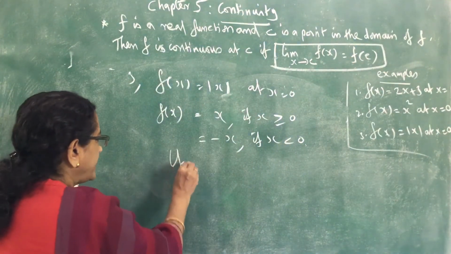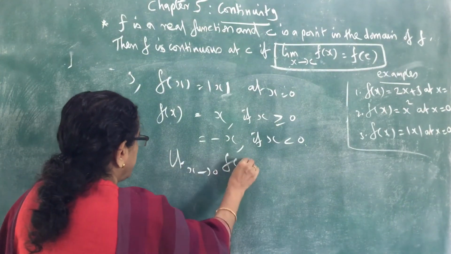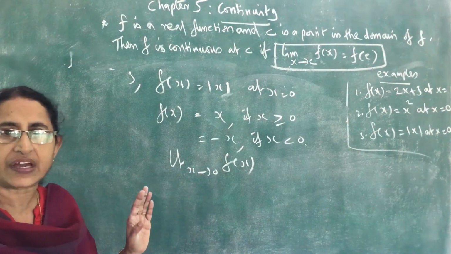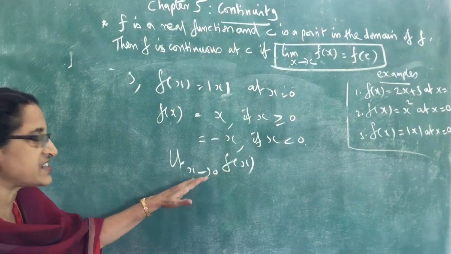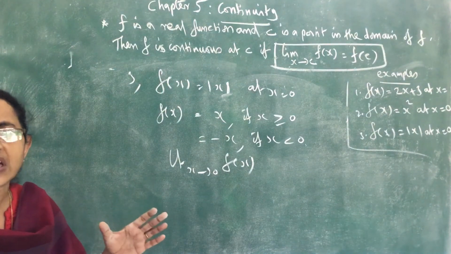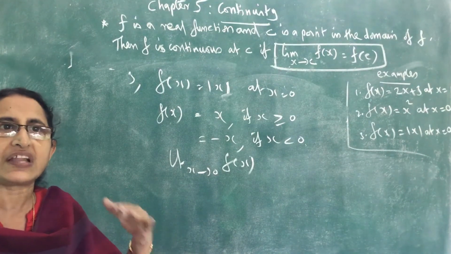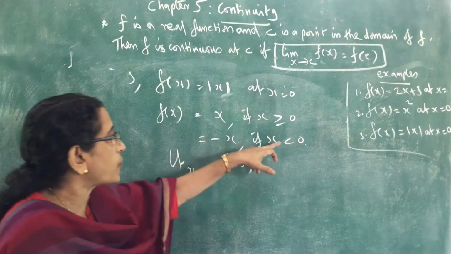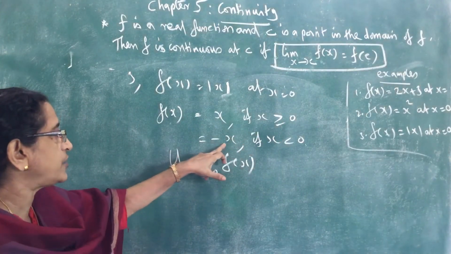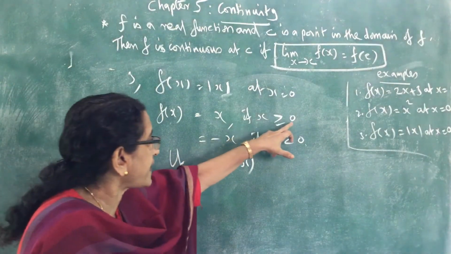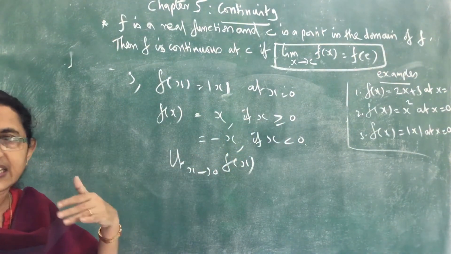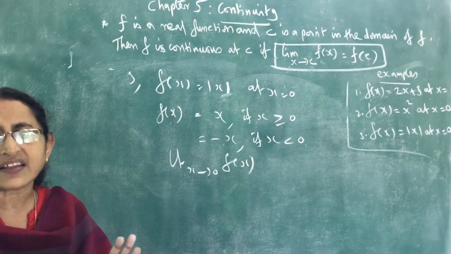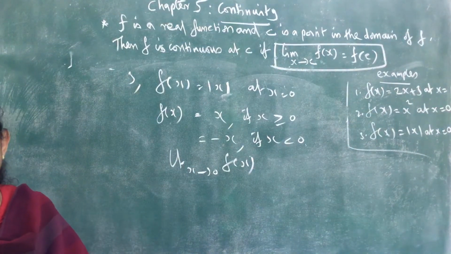So first we want to find the limit as x tends to 0 of f of x. When we find the limit of a function, x is not equal to 0 here. In the case of a limit, x is not equal to 0, but x is very close to 0. So in that case, we have to find both the left hand limit and the right hand limit. Because when x is less than 0, the function has the value minus x, and if x is greater than 0, the function is x. So it has two different values when x is less than 0 and x is greater than 0.